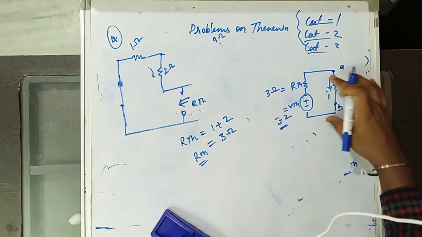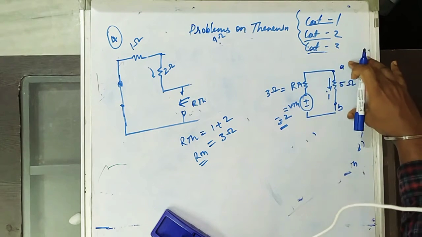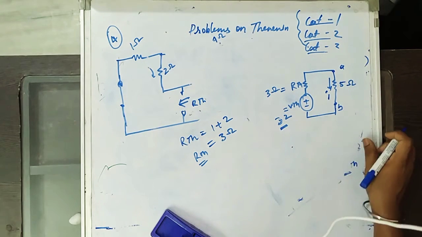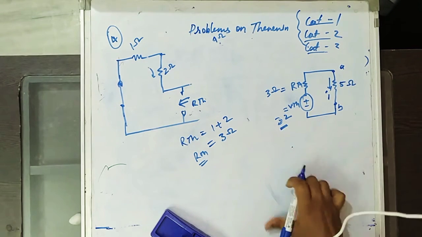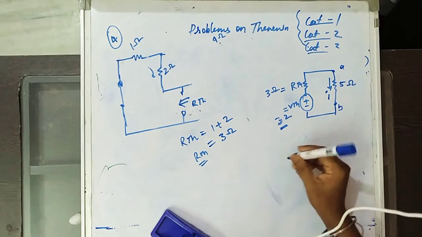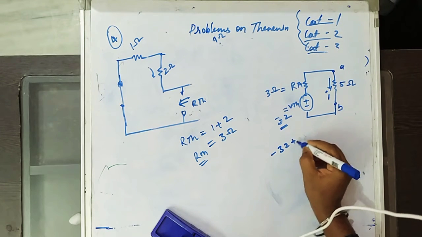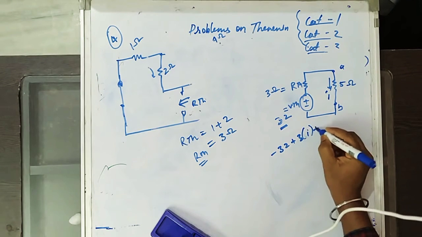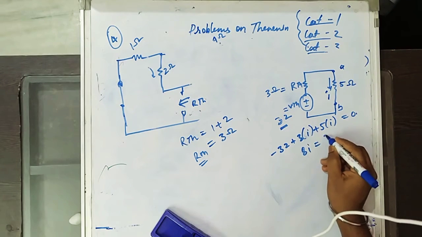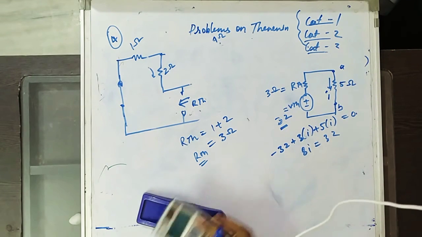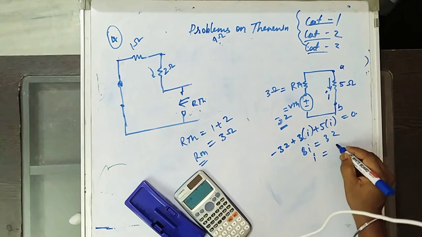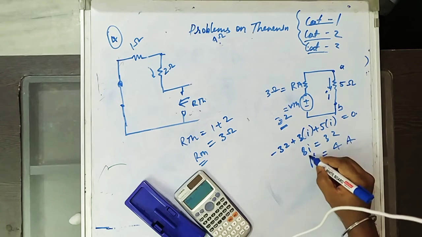Now you place the target element in the circuit here. Now you will find current I. How will you find the current I? By loop equation, we have minus 32 plus 3 into I plus 5 into I equal to 0. So 8I equals 32. So you got current I equal to 32 divided by 8. So I equals 4 amps.